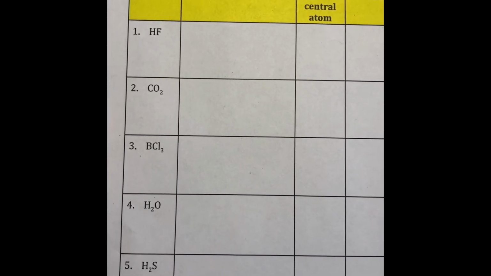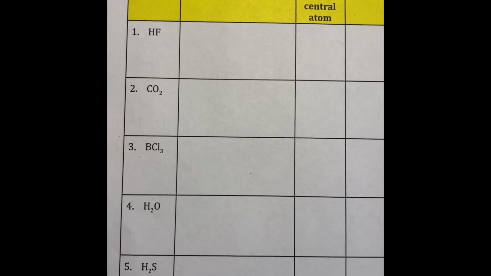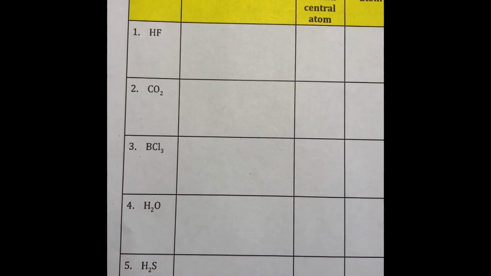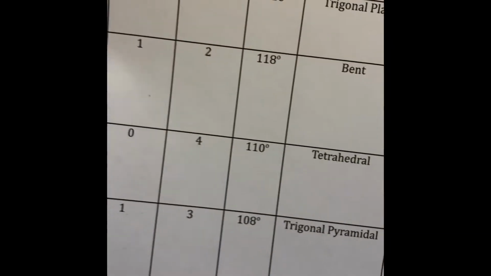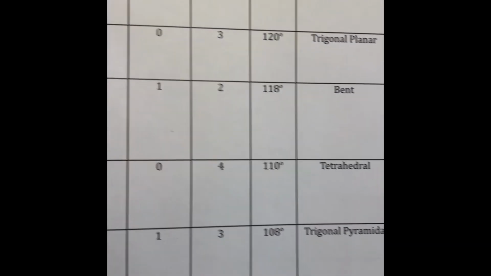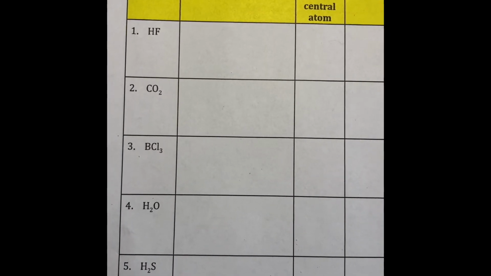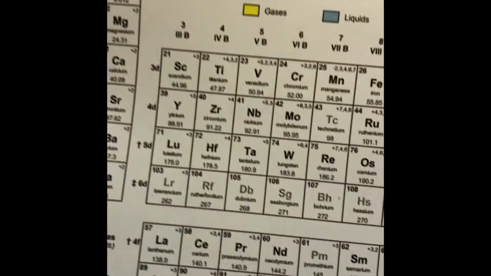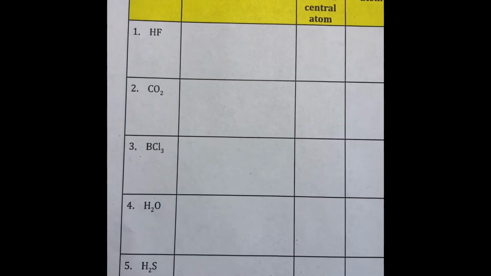Hello, we're going to go over worksheet 4.3, VSEPR angle and geometry. What I would like to have when I do this is my angle and shape chart, and I definitely will also need a periodic table. So we'll start with HF.